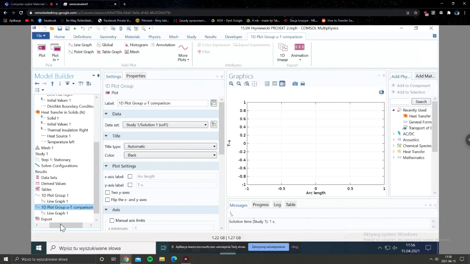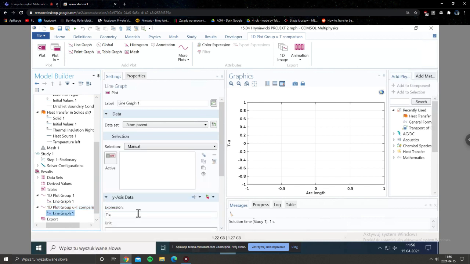Just a moment. And this is the solution, right? Okay, and this is... so at first go to line graph 1 below and change the expression to T only. All right, and plot now. So it is not working.